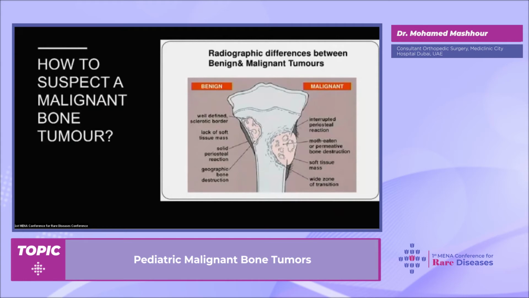Benign lesions usually tend to have well-defined sclerotic border with solid periosteal reaction, what we call geographic pattern of bone destruction. Whereas in the malignant ones, they are rapidly growing, so they breach the cortex. There's interrupted pattern of periosteal reaction, moth-eaten type of bone destruction, sometimes soft tissue extension, and wide zone of transition. You cannot see a demarcation.